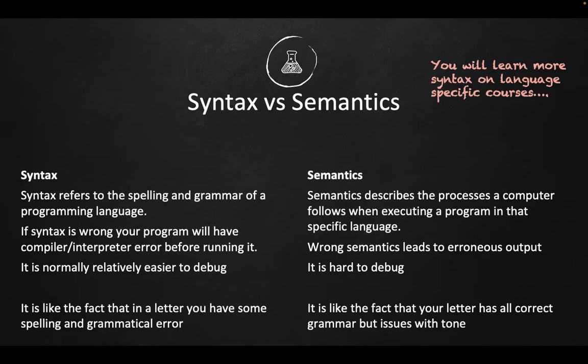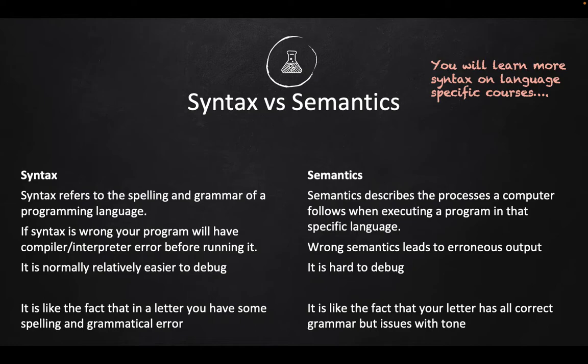A syntax error is normally relatively easier to debug because the compiler or interpreter program has some facility which shows you where exactly the spelling or the grammar is mistaken. However, a semantic error is hard to debug.